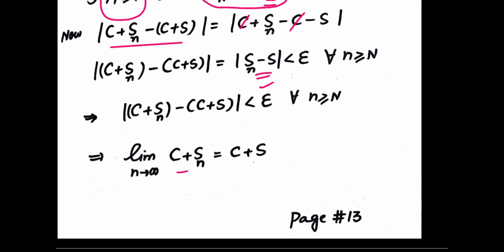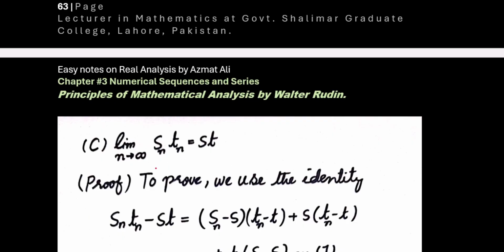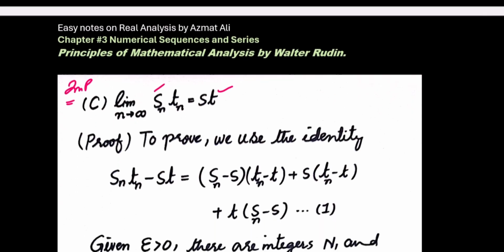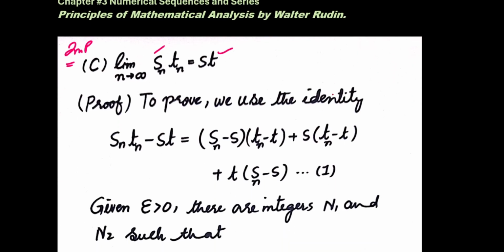Hence, the limit of this sequence is equal to C plus S. This is important. In this part, we have to show that the limit of the product of the two sequences is equal to the product of their limits. To prove this theorem, I will use an identity.